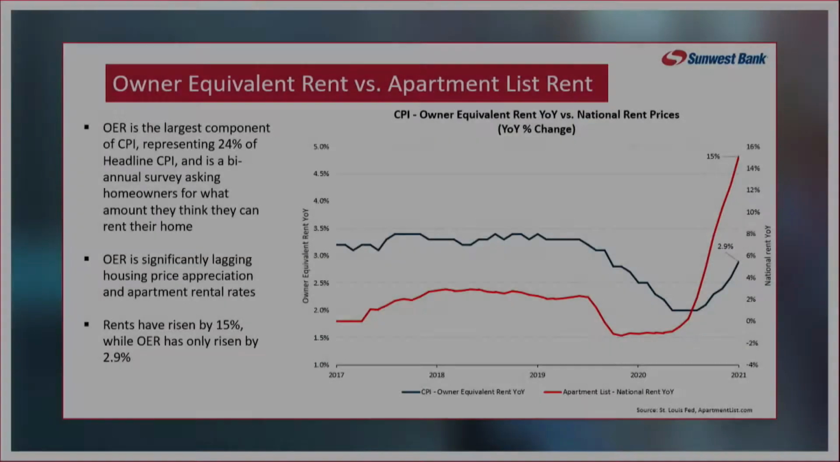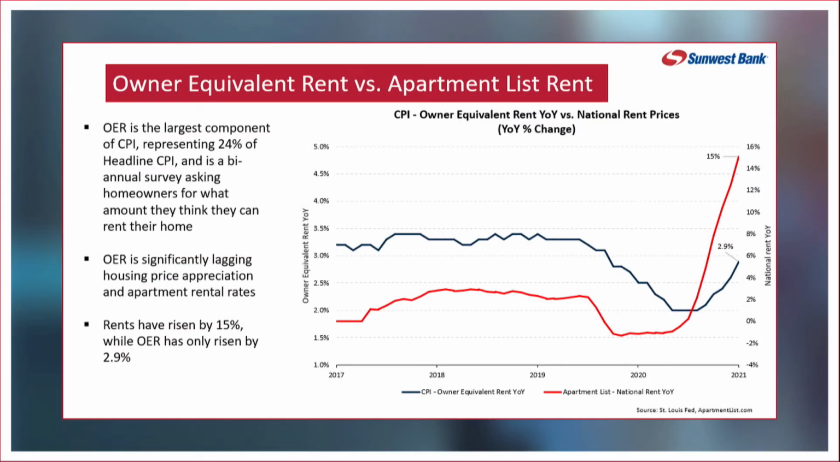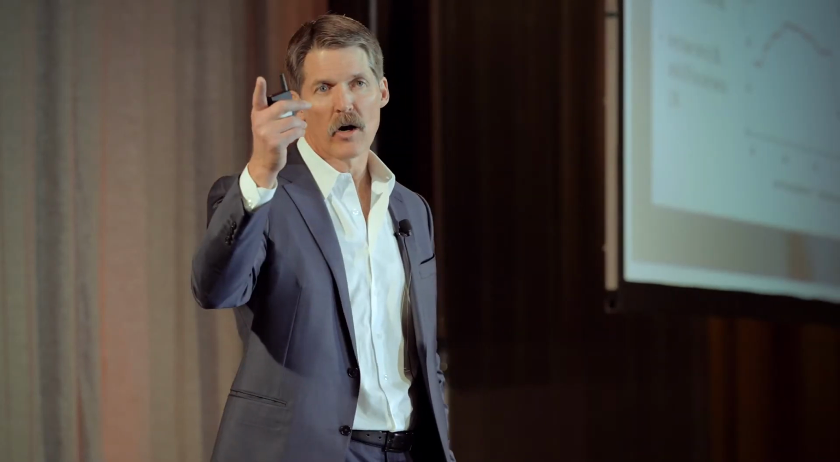The government moved to something called owner equivalent rent. Instead of tracking the sale of homes and saying this is what home prices have done, they now do a survey that basically asks you, how much do you think you can rent your home for? They do it twice a year. So under owner equivalent rent, which is the biggest component of shelter, the other two components of shelter are rental costs for multifamily and lodging away from home, which are student housing and hotels. That's all shelter costs. But the biggest component by far is this OER.